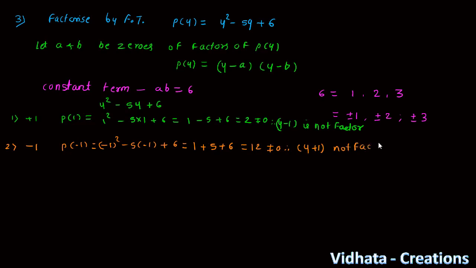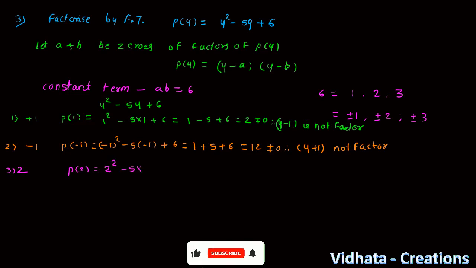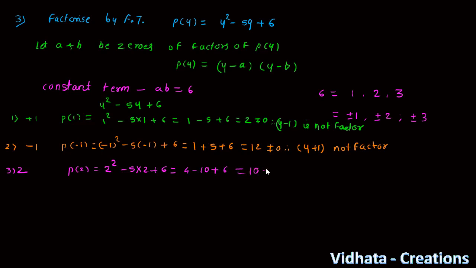Now let us check for plus 2. What can you say for plus 2? In the third case, let us check for plus 2. If you take p of 2, then you get 2 square minus 5 into 2 plus 6. The calculation tells that 2 square is 4, minus 10, plus 6. Here you get 6 plus 4 is 10, and 10 minus 10 is 0. That's your conclusion. Therefore, y minus 2 is a factor of the given polynomial, because the value we got is 0.